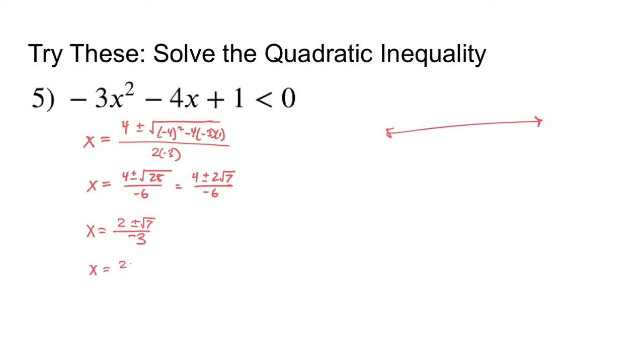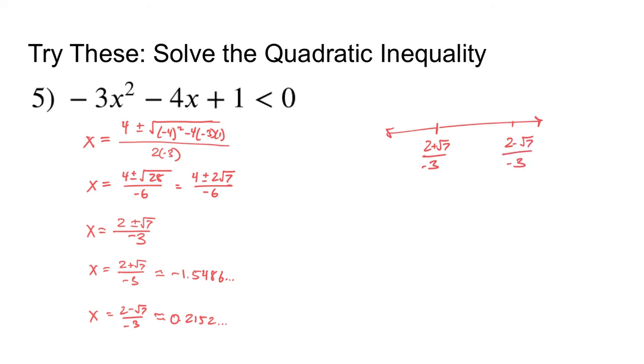But before I do that, it might be a good idea to see what they actually are equal to numerically. So 2 plus the square root of 7 over negative 3 is negative 1.5486, some more decimals. And 2 minus the square root of 7 over negative 3 is approximately 0.2152, and so on and so forth. So on the number line, that would put 2 plus the square root of 7 over negative 3 here, and 2 minus the square root of 7 over negative 3 here.